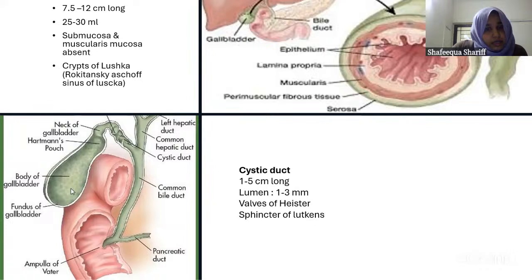So from the gallbladder, the bile enters into the cystic duct. The cystic duct is approximately 1 to 5 centimeter long and it has a lumen of 1 to 3 millimeter. And it has these spiral folds, which are called the valves of Heister. They're not typically valves, but they are mucosa arranged in a spiral pattern. Even though they're not typically valves, they manage the outflow. They act as a sphincter to the outflow of bile from the gallbladder. And there is also a sphincter of Lütkens, which is not a typical sphincter, but is the thickening of the muscular coat around the cystic duct. Right.